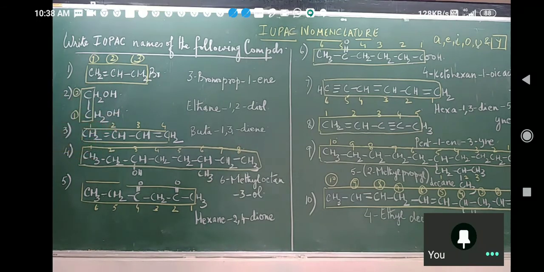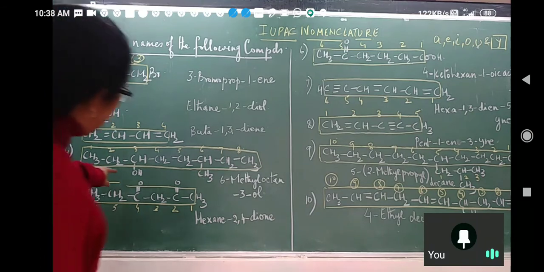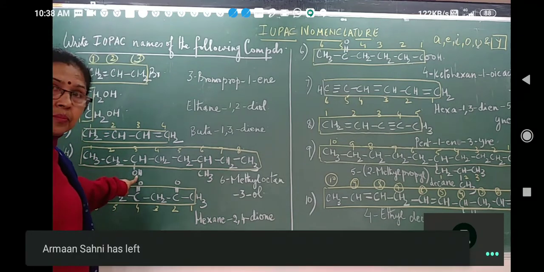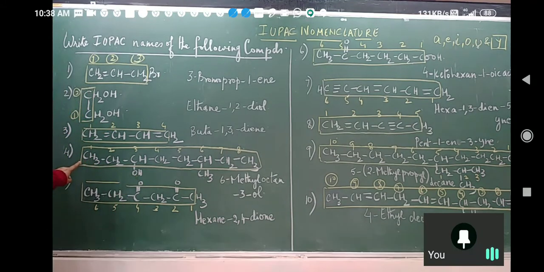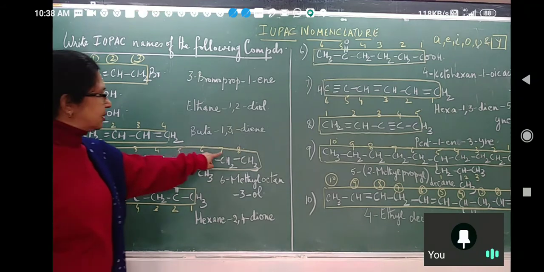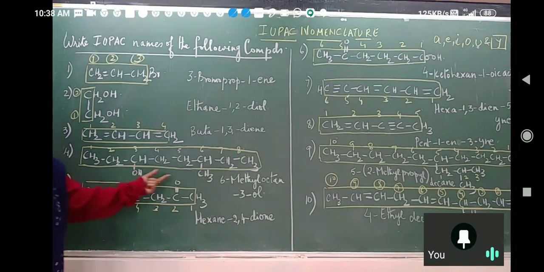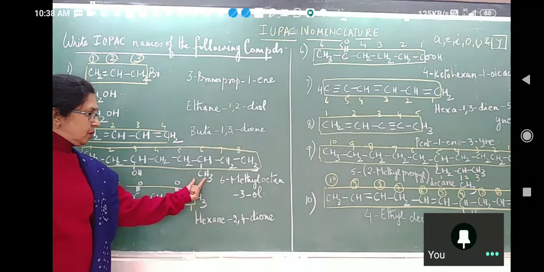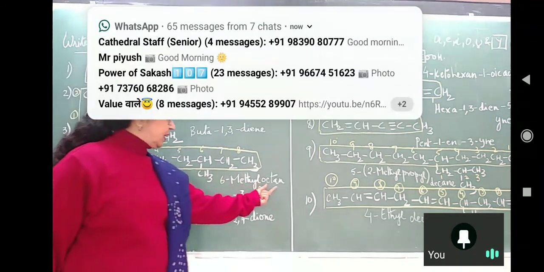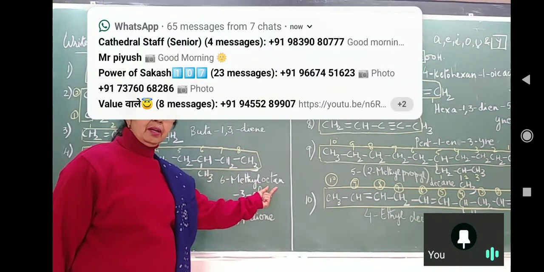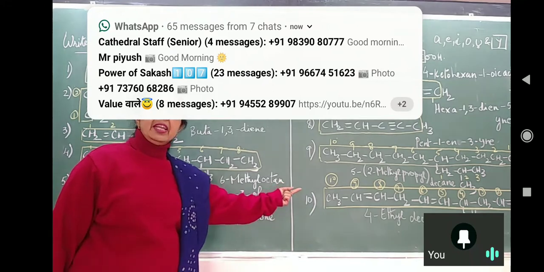Right? Because all the bonds are single bond. And what is our functional group? Our functional group is OH. Okay, so numbering will be done from this end: 1, 2, 3, 4, 5, 6, 7, 8. Right? So this is your methyl group. So the root word is octane. Now pay attention here. Octane will be ending in E.